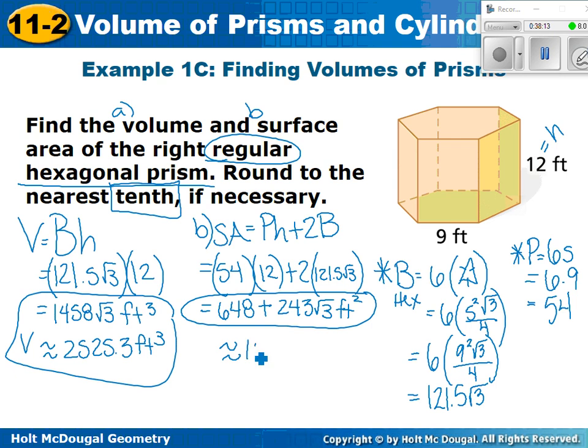1068.9? 1068.9 feet squared because it's surface area. And again, on your answers, make sure you're putting SA equals and V equals so I'll know which one's which when you're doing your work. Any questions so far? Okay, we're going to try one more that's a little harder, and then we're going to switch to the cylinders.